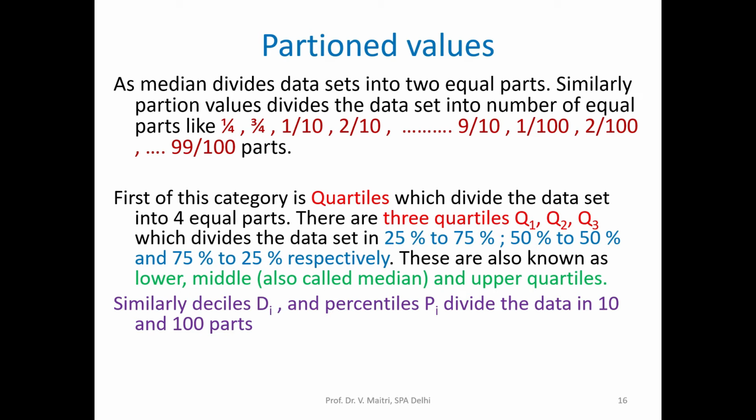So if you divide the data into 0 to 25, 25 to 50, 50 to 75, 75 to 100, that is 4 parts, which we present using 3 quartiles. Similarly, deciles and percentiles: a decile divides the whole data into 10 equal parts, and a percentile divides the whole set of data into 100 equal parts. Now we'll see how to compute them. The formula is almost the same for all the partition values.